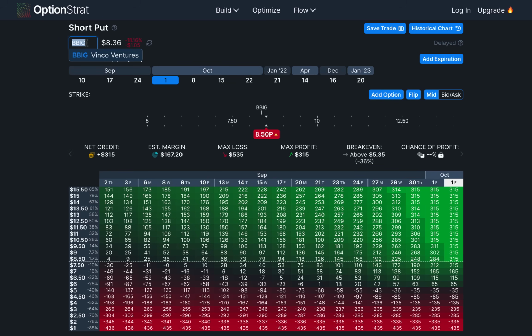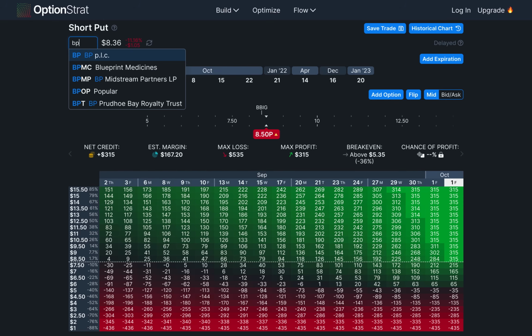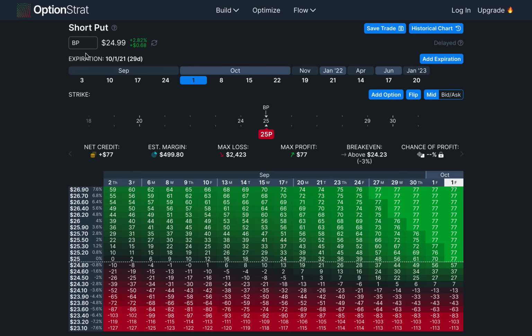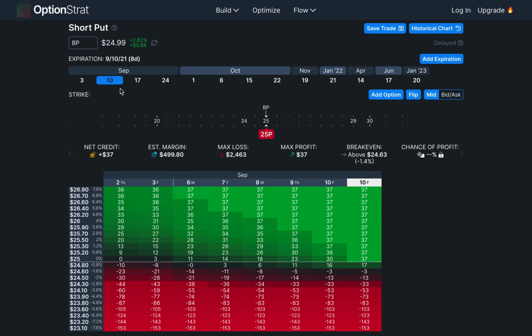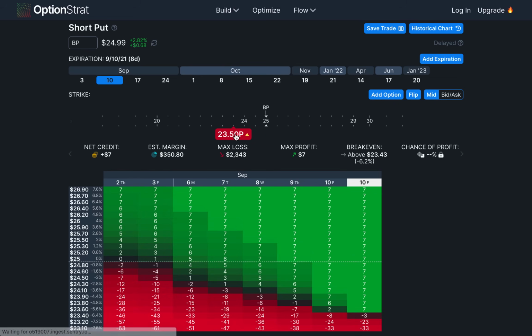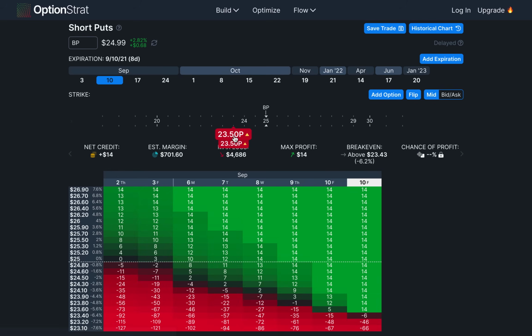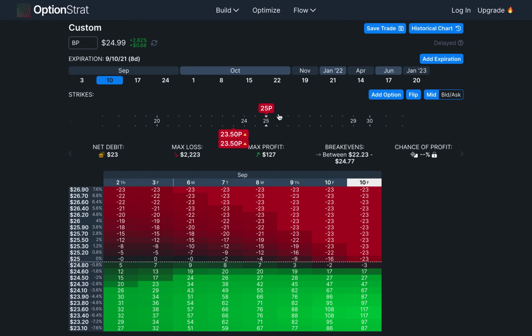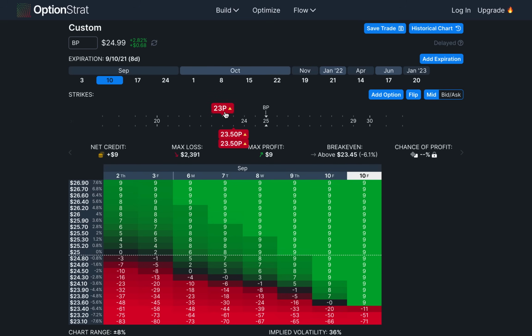So again, I'm gonna go up here and I'm gonna type in the ticker symbol, which is BP, British Petroleum, and then we chose our expiration, remember, as September 10. So we go to September 10 here. So again, we started by selling 2 puts at the price that we thought this stock will be at on the expiration, which again, we said was $23.50. So I'm gonna go to $23.50 here. I'm gonna add another option, sell another put. Again, same price, $23.50, right? And then we went ahead and we bought a put right underneath it at the $23 strike, like that.